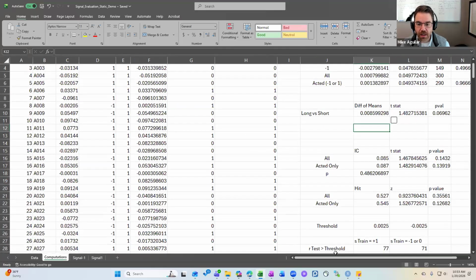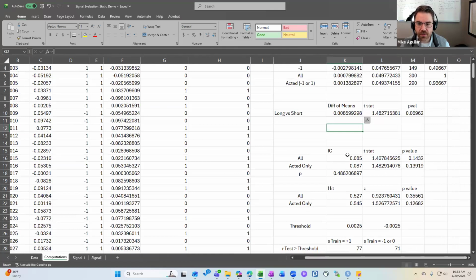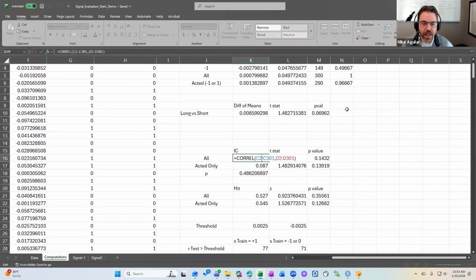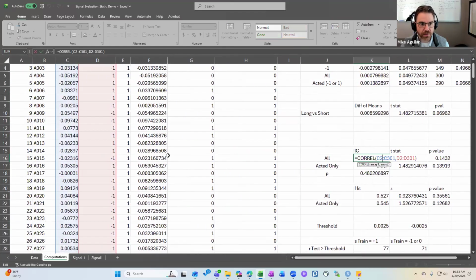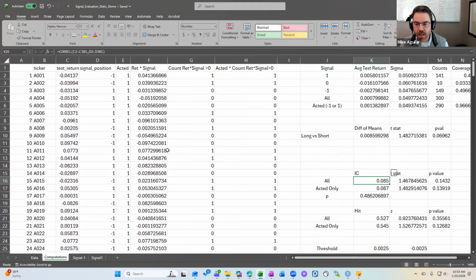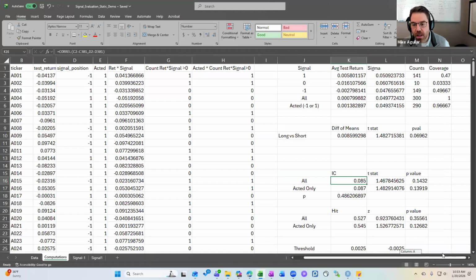Excel. So over here, I construct the information coefficient for all the assets. How do I do that? It's CORREL, a correlation between column C and column D, between the testing period return and the signal position, 1 or 0 or -1. It's 0.085, not very big.